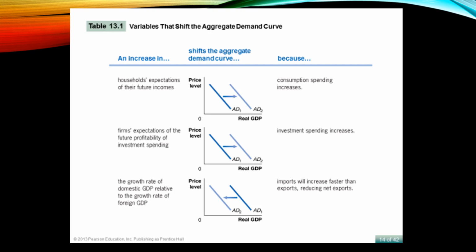And then lastly, if the domestic GDP, so this is the opposite of what I said in the last slide, basically, if the growth rate of US GDP is faster than the rest of the world, then what that implies is that our imports are going to go up at a rate faster than our exports, which is going to result in a net negative change in our net exports.